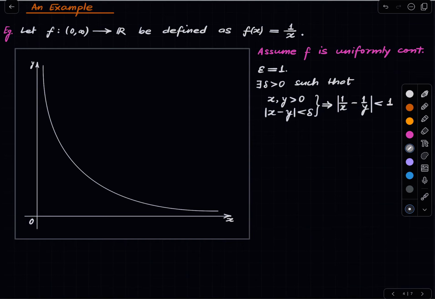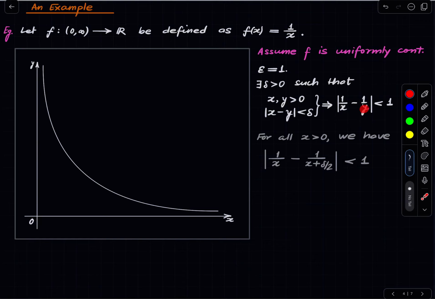So by what has been written, for all x, this thing must be less than 1. We are just choosing y as x plus delta by 2. So this condition is satisfied. And since x is positive, both x and y are positive. So this immediately implies that this must be true for all positive x.